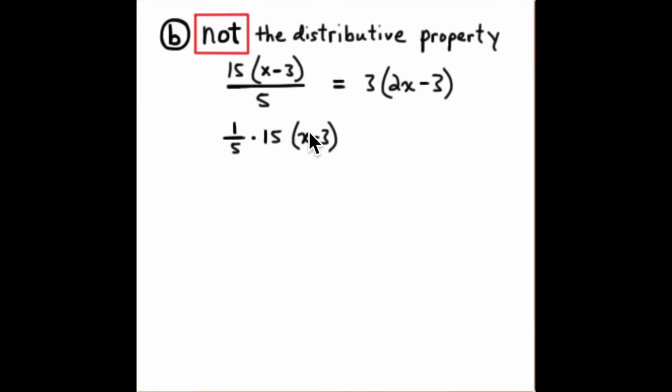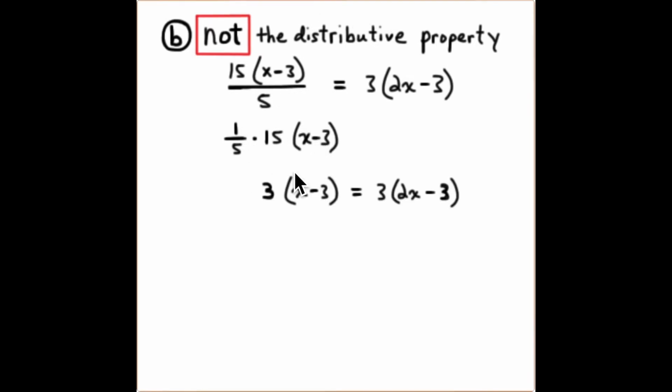So now I'm not doing anything to change the value. All I'm doing is simplifying. So I don't have to worry about the other side right now. I can just work with this expression. I'm just making this expression easier to deal with. So now this is 3 times x minus 3 as a group. And this is 3 times 2x minus 3 as a group. So I have 3 of these things, and I have 3 of these things.